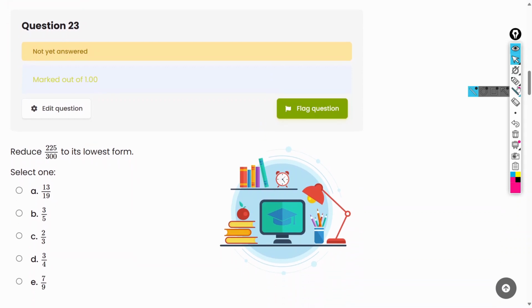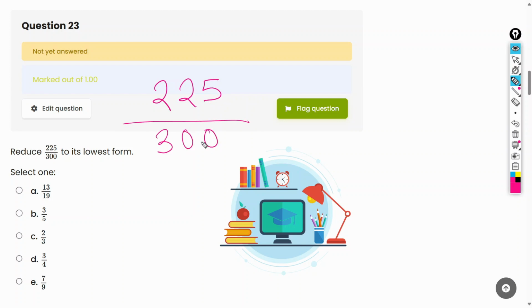Reduce 225 over 300 to its lowest form. So we just keep dividing until we cannot divide anymore. Divide by 5. 5 into 2 cannot work, carry 2. 5 into 22 is 4, remainder 2. 5 into 25 is 5. 5 into 3 wouldn't go, so 0 carry 3, 30. 5 into 30 is 6, 5 into 0 is 0. That is 45 over 60.